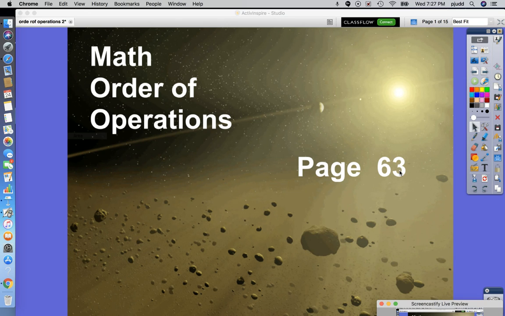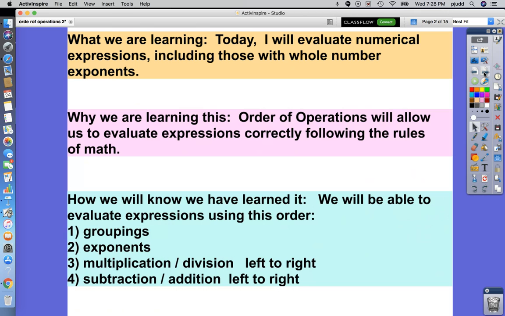We're actually doing the lessons in reverse. Yesterday we did lesson 12 using order of operations. Today we're going back and doing lesson 11. So you should have your book on page 63, and we're going through what we are doing, why we are doing it, and how you are going to know that you've learned it.